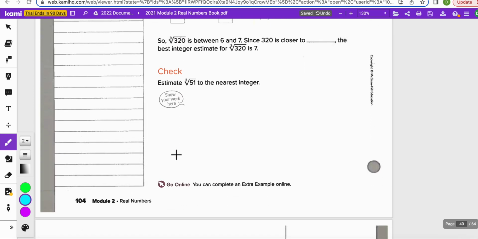Okay, so let's scroll on down to page 104. So here I have the cube root of 151. If you want to do the pictures, I like the pictures. So I would draw a cube with a volume of 151. So what's that going to fall between?